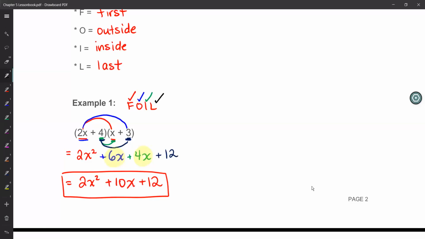Lila, go ahead. Will we be doing backwards foiling? Like going from this to this? Yes, we will. Not today, but the next time I see you guys, we will do that.